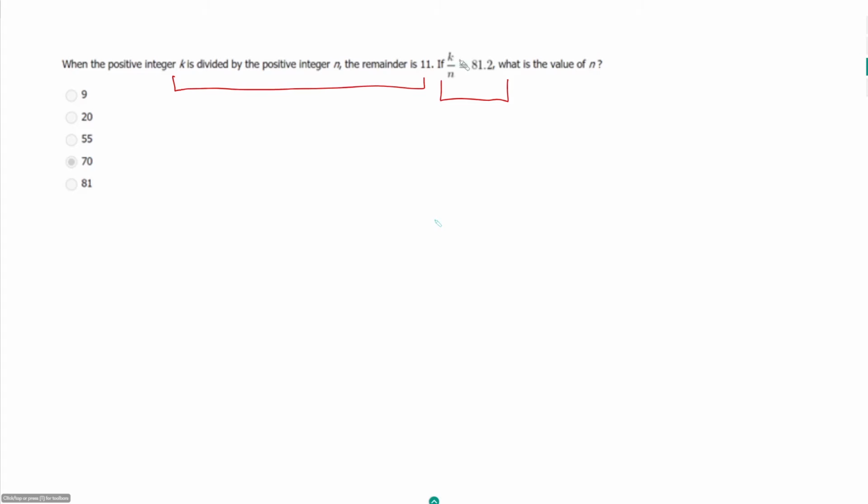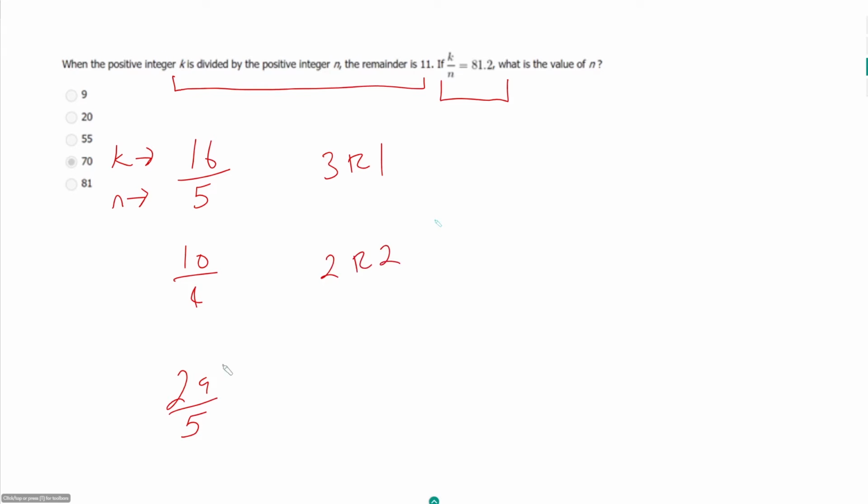When I say come up with examples, I mean come up with some examples for k and n. Say, 16 over 5, 10 over 4, 29 over 5. In each case here, k is my numerator, n is my denominator. And then in remainder form, what would these look like? 16 over 5 would be 3 remainder 1. 10 over 4 would be 2 remainder 2. 29 over 5 would be 5 remainder 4.